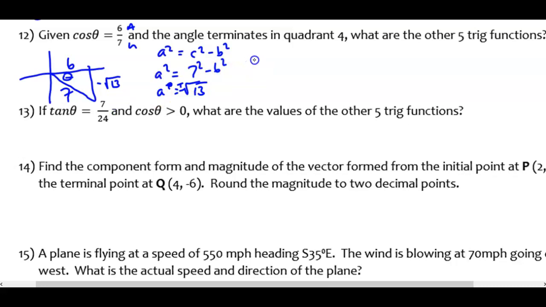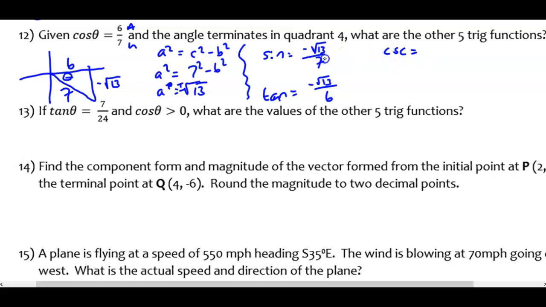Now, to find the other 5 trig functions. Sine equals negative square root of 13, excuse me, over 7. Cosine, we already have it. Tangent equals negative square root of 13 over 6.